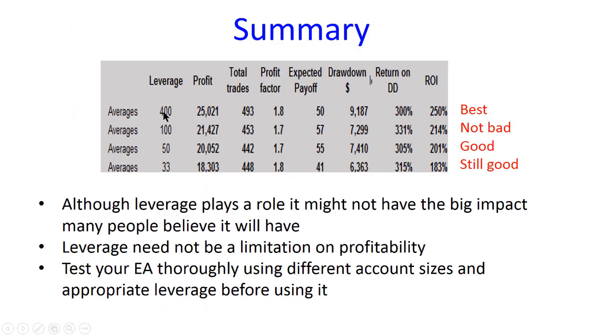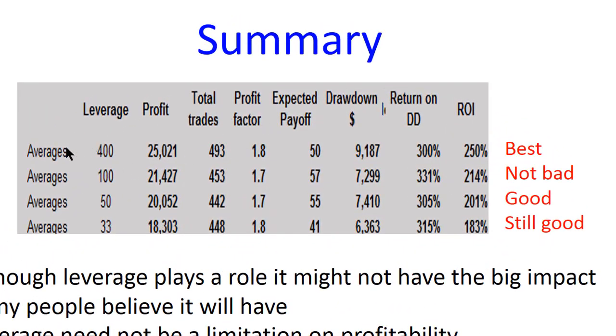So here are the averages for the 400, 150, and 33 results. And clearly, high leverage does give better results. 25 was the average for the 10 currencies that we traded. You can see the drawdowns were pretty high, but the return on drawdown, in other words the profit divided by the drawdown, is still nice and high, and the return on investment, which is your profit divided by the 10,000 that we use, is still very nice. So that's the best result that we've got, and then the results go down as the leverage goes down.